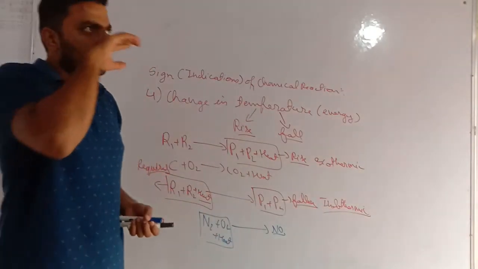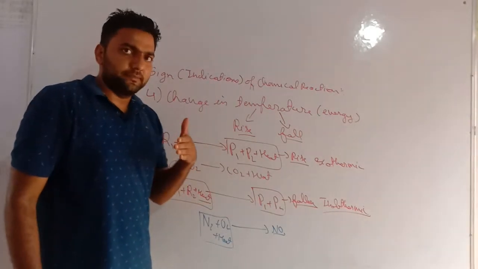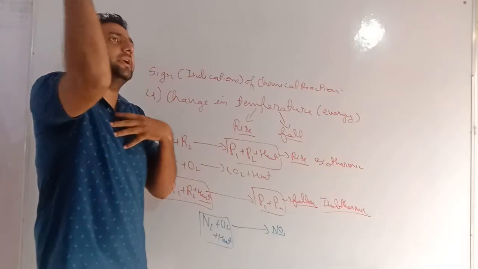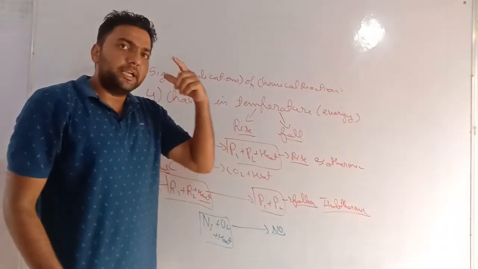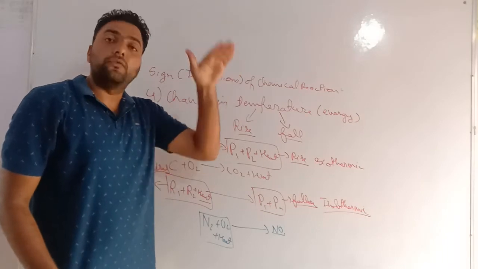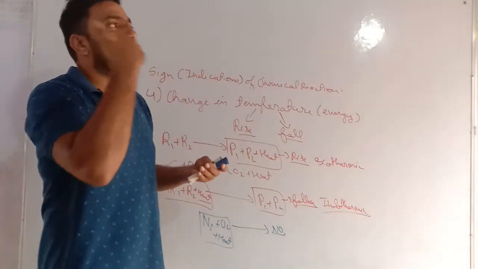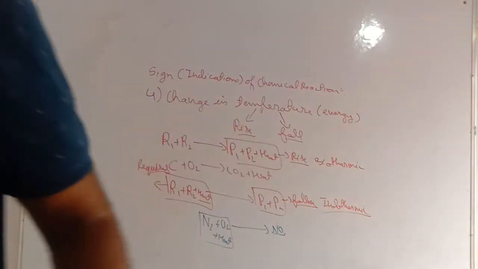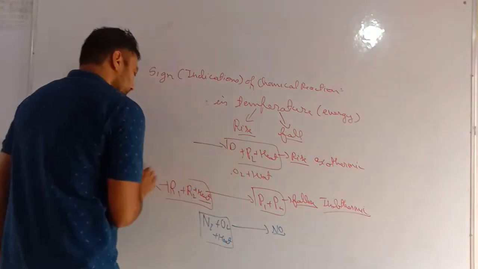See my dear students, for any chemical reaction to take place, if I require heat, it means I am taking heat from my neighboring. If I am taking heat from my neighboring, it means the neighbor's temperature will fall. And if I release heat, then the neighboring environment's temperature will rise. So if this happens, we will get to know yes, a chemical reaction has taken place.